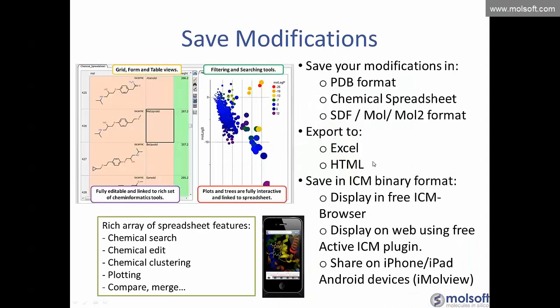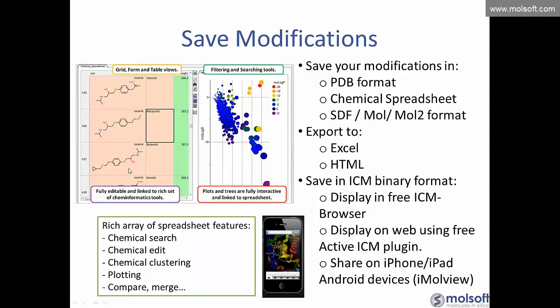Okay. So when you make a modification, you can save it to a chemical spreadsheet, and the spreadsheets are pretty powerful. You can make predictions of molecular weight, polar surface area, hERG binding, things like that, automatically on the fly. You can make plots, and so if you have a series of chemicals that you've made, you may want to look at the properties of those. You can export your ideas to PDB format, or you can save it as SDF file. You can export to Excel or HTML.